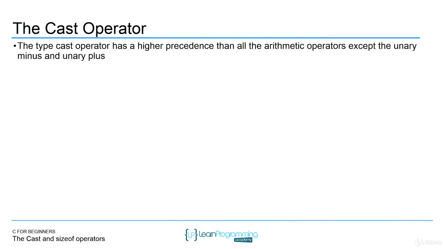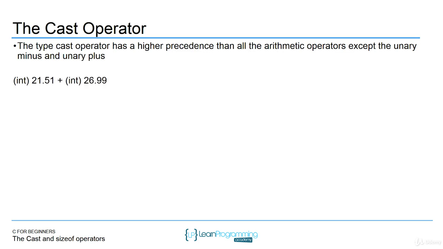The typecast operator has a higher precedence than all arithmetic operators, except the unary minus and unary plus. We haven't learned about precedence yet. We're going to in the next lecture. Precedence is basically the order of the operations that are performed. So we'll provide some examples of that. All you have to understand at this point is that the typecast operator takes precedence over every other operator, except unary minus and unary plus.